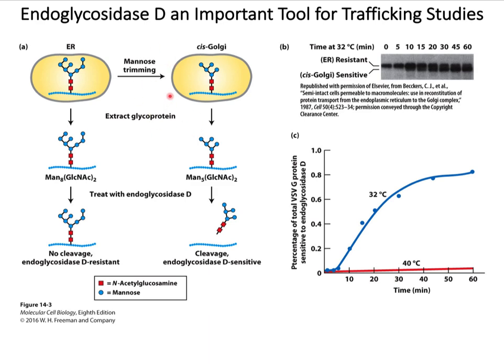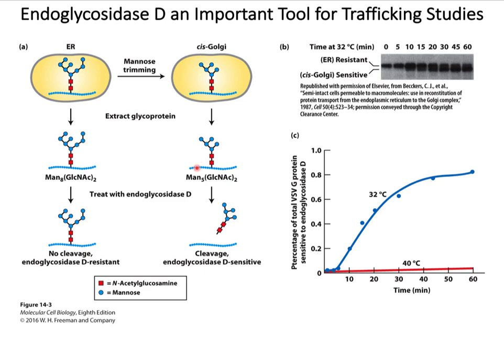And our second hypothesis is that the glycans on the proteins are going to be trimmed as they move through the Golgi stacks and will become sensitive to endo-D. So this hypothesis is illustrated right here on the left. As you can see from the left panel of figure A, the protein is misfolded, it is retained in the ER, and the Golgi-specific trimming of the glycans does not happen here.